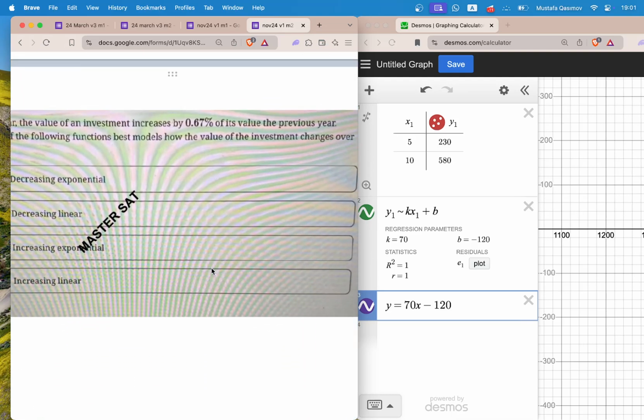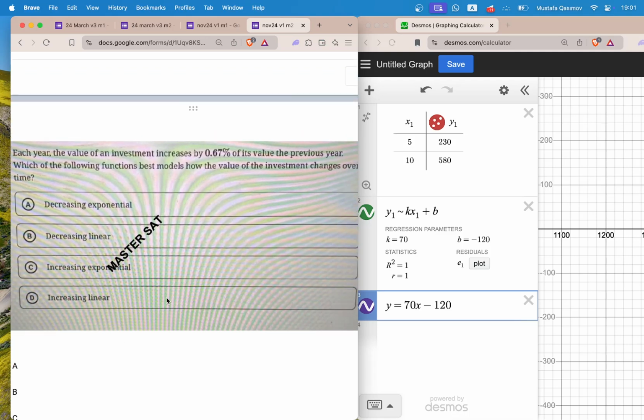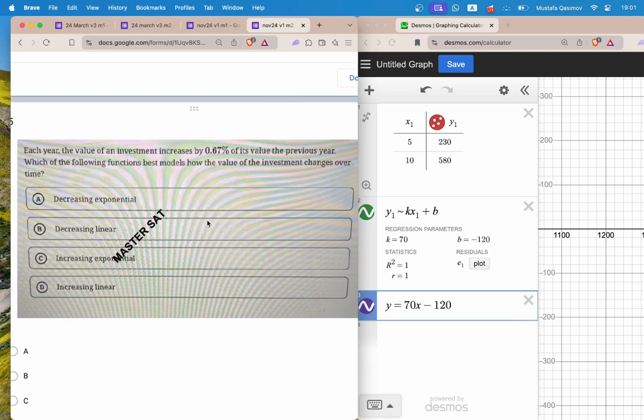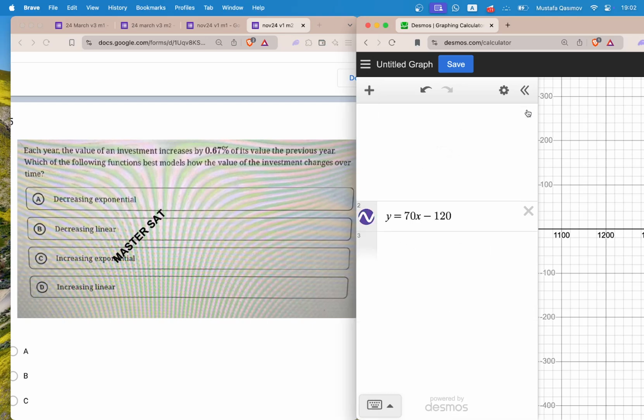5. When you have percent, most students think it is exponential, but you have to look also at this part. It's the previous year. If it is the previous year, yes, it is exponential. And because it's an increase, it is increasing exponential. Answer is C. But if it's not the previous year, if it's the original value, it will be linear.